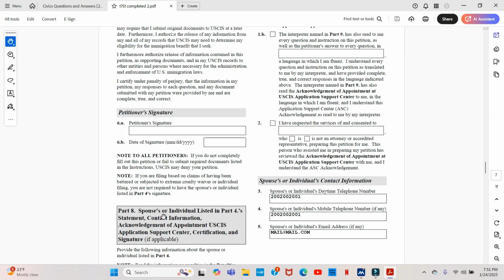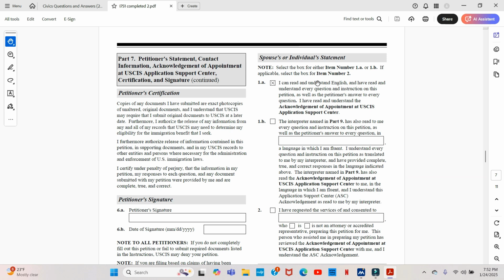Part 8. Spouses or individual listed in Part 4. Statement, contact information, acknowledgement of appointment, USCIS Application Support Center, certification and signature. This section is for the U.S. citizen or permanent resident through which you would have gained your conditional residence. That would be the applicant's spouse.